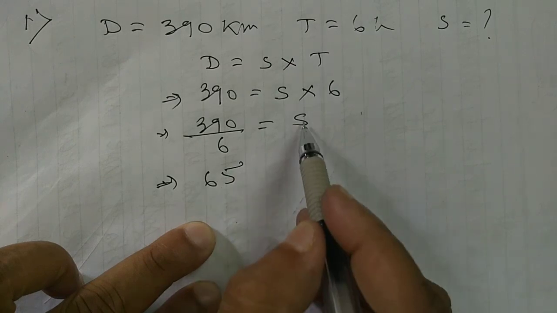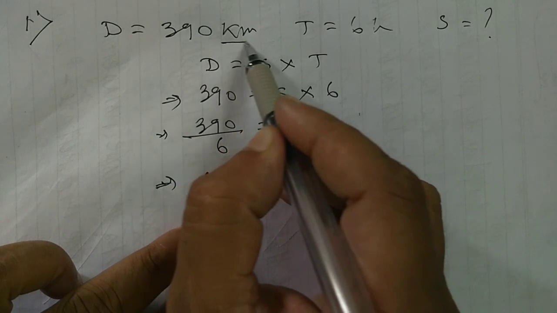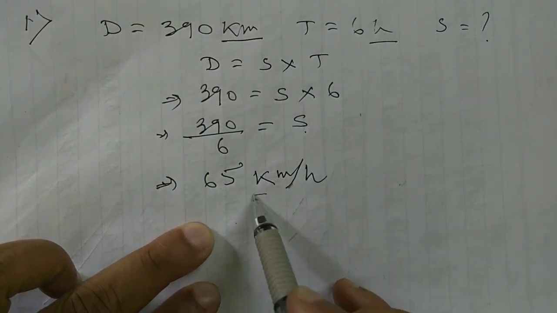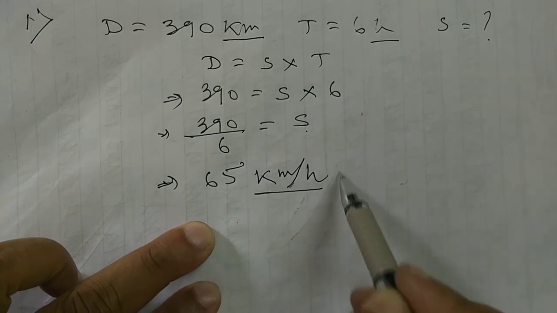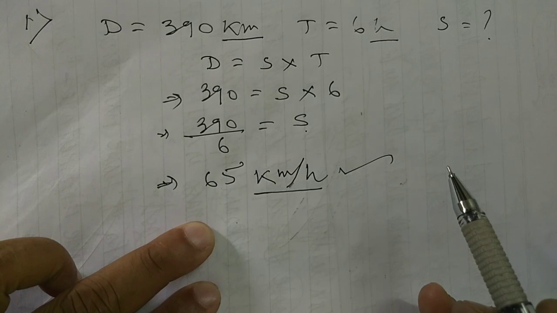65 is the speed, that is kilometer per hour, because distance is in kilometer and time is in hour, so speed is in kilometer per hour. This is the answer of this sum. Understood? Let us move to our second sum.